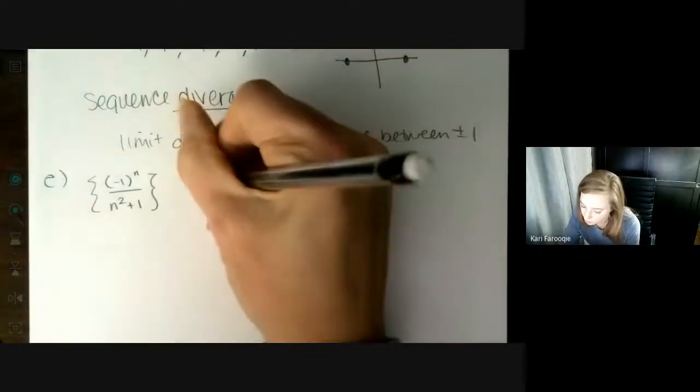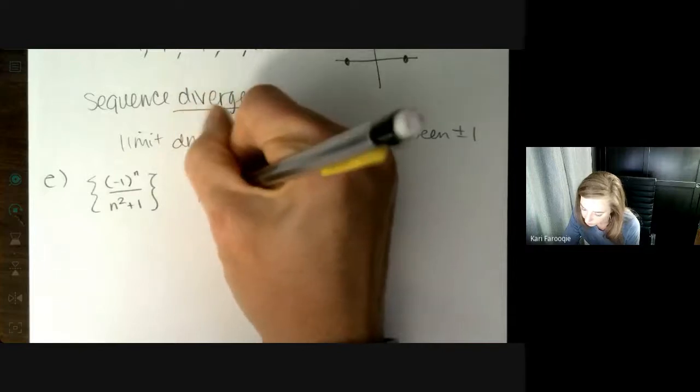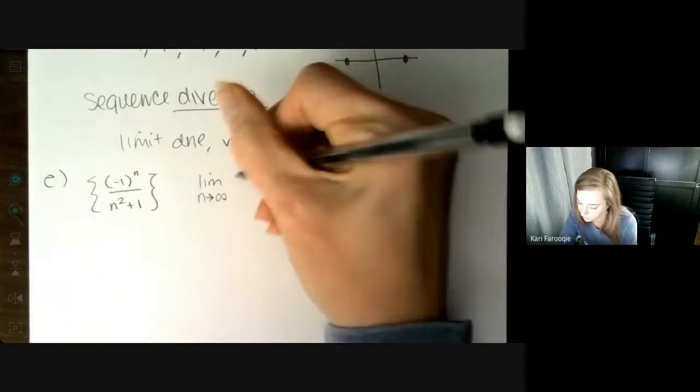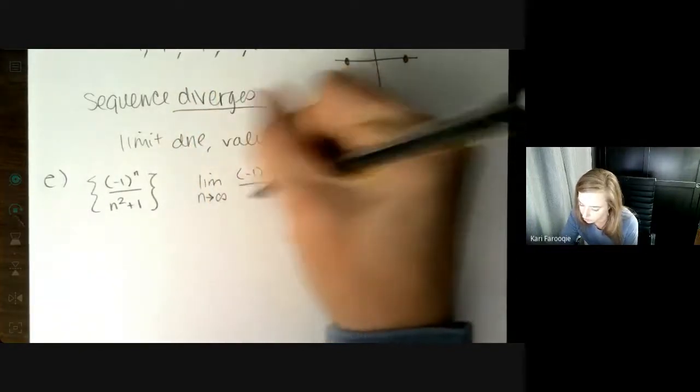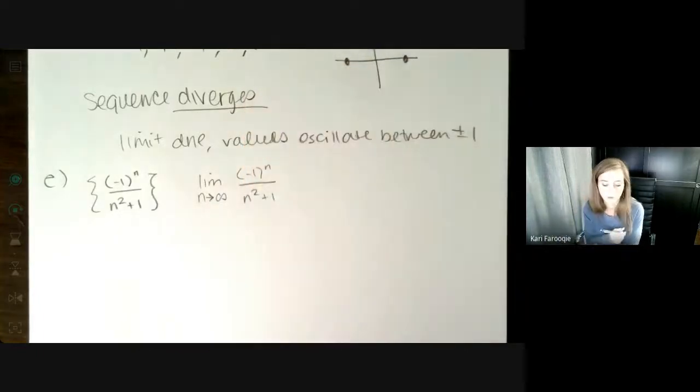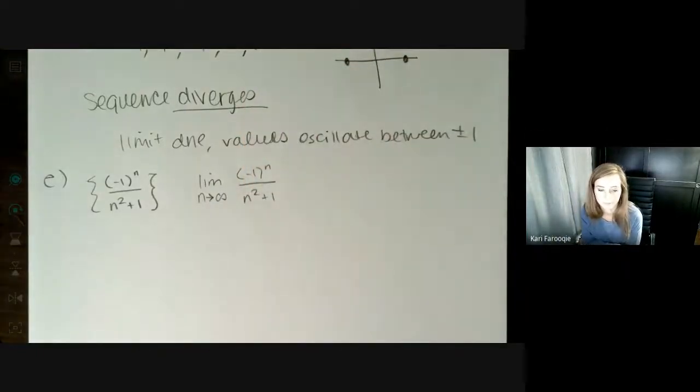Okay, so you are looking for the limit as n approaches infinity of -1 to the nth divided by n squared plus 1. Now, this is another one where you can't really write the limit because you'd be writing this as -1 to the infinity. But so I'm going to do something that's a little bit informal.